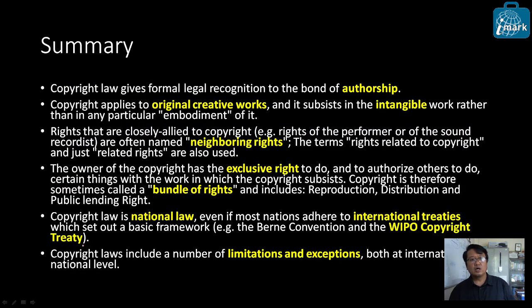Now, we have had a pretty long lecture. In the process, we have discussed the bond between the author and the work and what is authorship. Then we also mentioned copyright can be applied to creative works, what is intangible work and whether fixation is necessary or not. That also we have discussed. And then we also discussed neighboring rights, and the exclusive rights which are given to copyright holders, which is also called the bundle of rights.